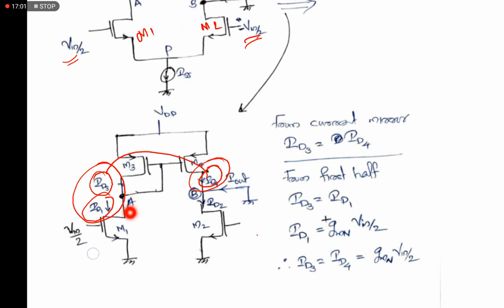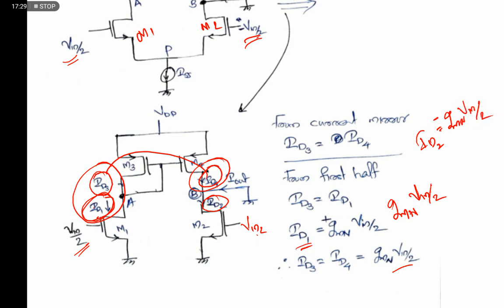ID1 is nothing but Gm into Vin by 2, so ID1 is GmN into Vin by 2, and ID2 we can write as minus GmN into Vin by 2. These two we can write directly from this, and also we know ID1 equals ID3, which is equal to ID4.